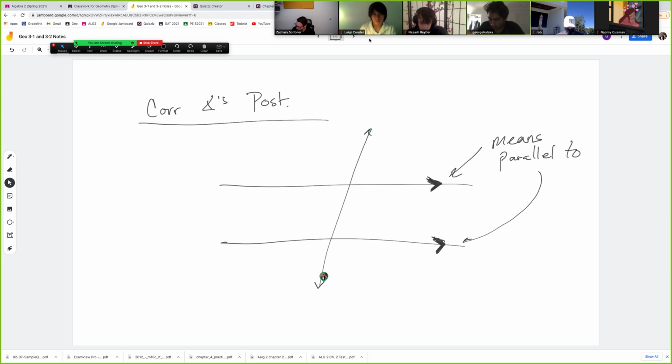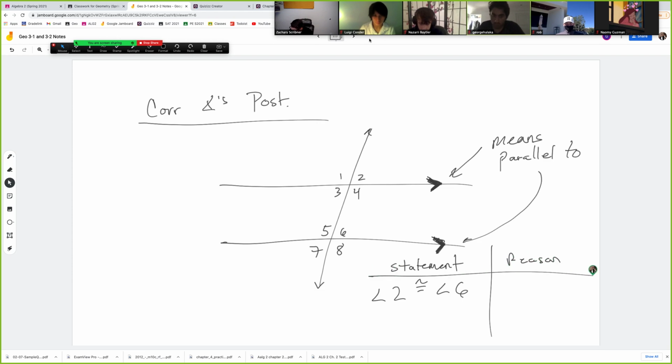So the corresponding angle postulate says if we went 1, 2, 3, 4, 5, 6, 7, 8, we could say 2 is congruent to 6. We call this a statement. And a reason is corresponding angles postulate. Okay? Very important that 2 and 6, they are congruent angles.